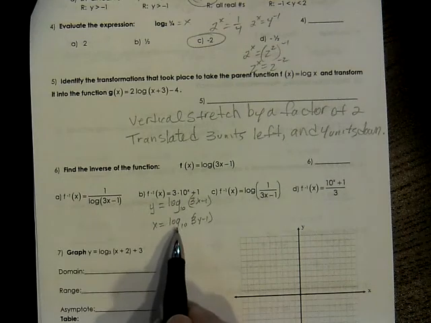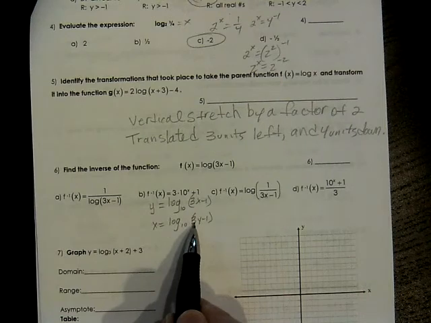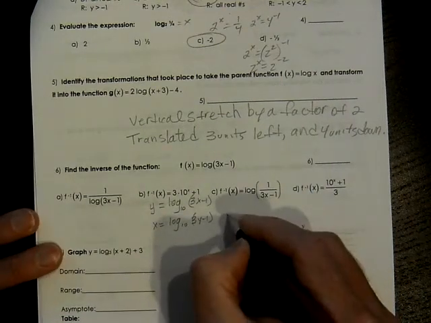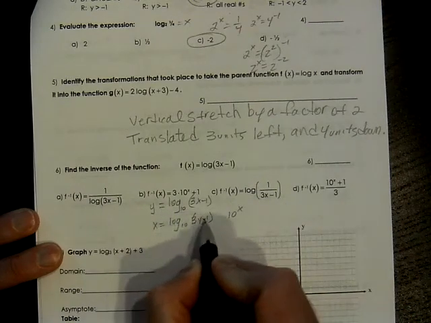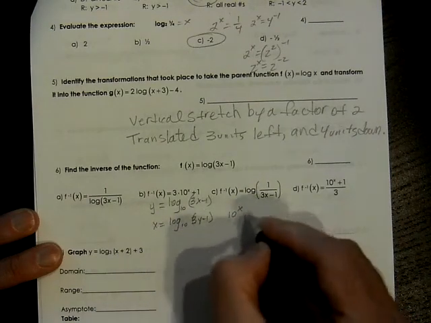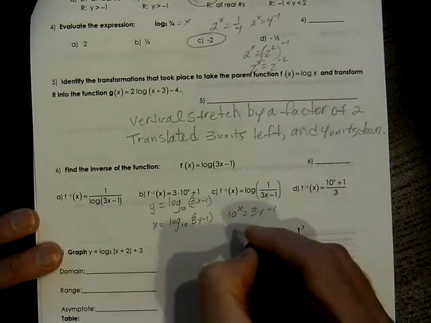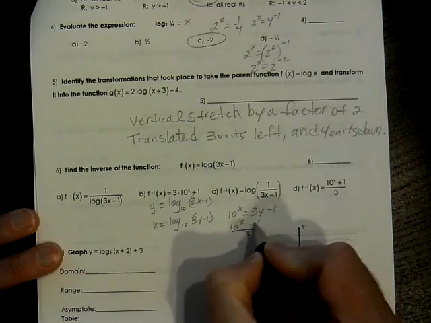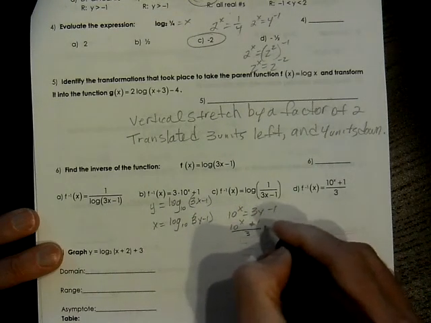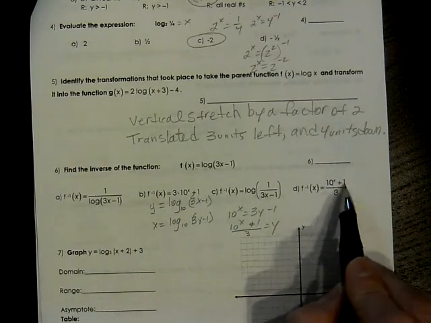Now we're going to rewrite this because we don't need a logarithm. Remember, a logarithm always equals the exponent. So the base is 10. x is your exponent because that's what a logarithm always equals, the exponent. So this is going to be 10^x minus 1 divided by, or plus 1 divided by 3 equals y. Let's see what they have here. There it is.